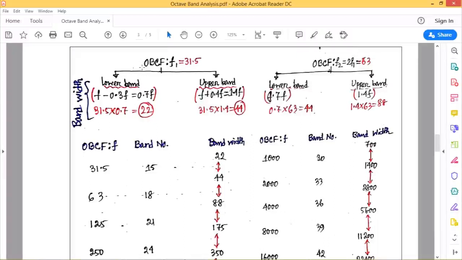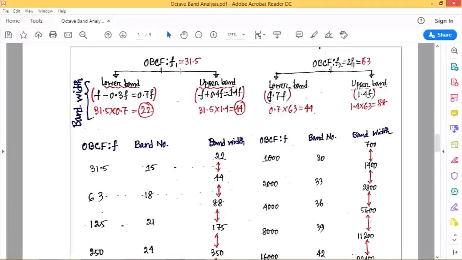Whenever you calculate the lower band and upper band including the central frequency, it will give you a bandwidth. Width means the width of any section, the width of the band, the range of the band from lower to upper including the central frequency. Now how to calculate the lower band and upper band? The lower band formula is frequency minus 0.3 multiplied by the frequency, ultimately giving you 0.7 multiplied by frequency. Similarly for the upper band, f plus 0.4 into f, that is frequency plus 0.4 into frequency, will give you 1.4 of the frequency.